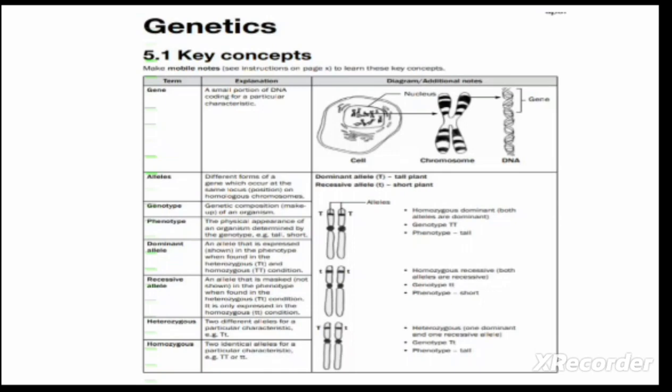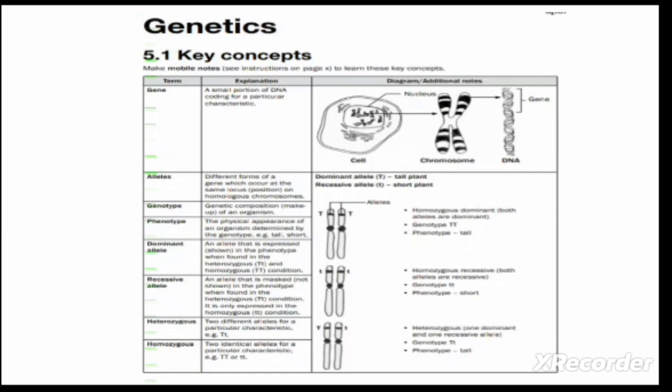Dominant allele: an allele that is expressed or shown in the phenotype when found in the heterozygous condition. So what they're saying is that in a heterozygous condition, for an example, capital letter T and a small letter t, the phenotype is going to take what? The dominant allele. Hence they're saying that it is the allele that shows itself in the phenotype when it is found in a heterozygous condition. In homozygous condition as well.